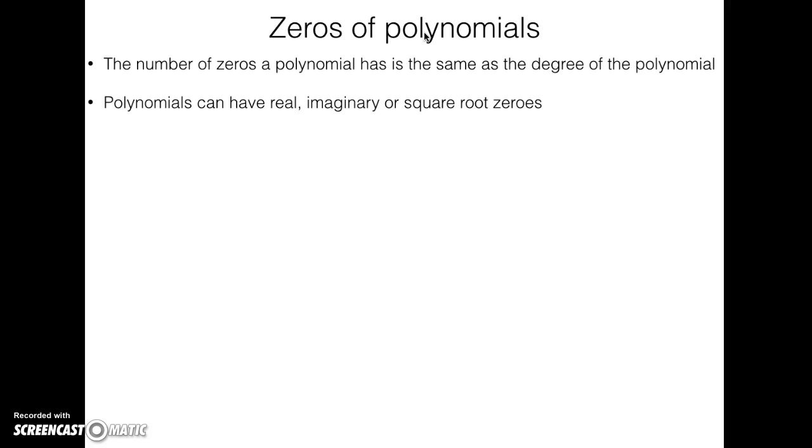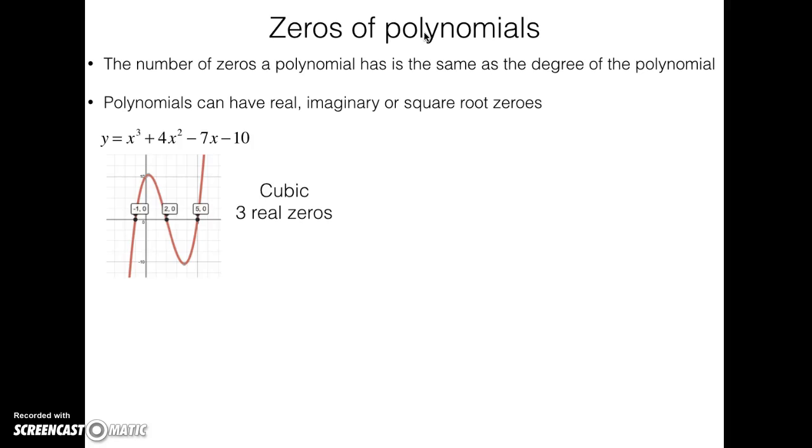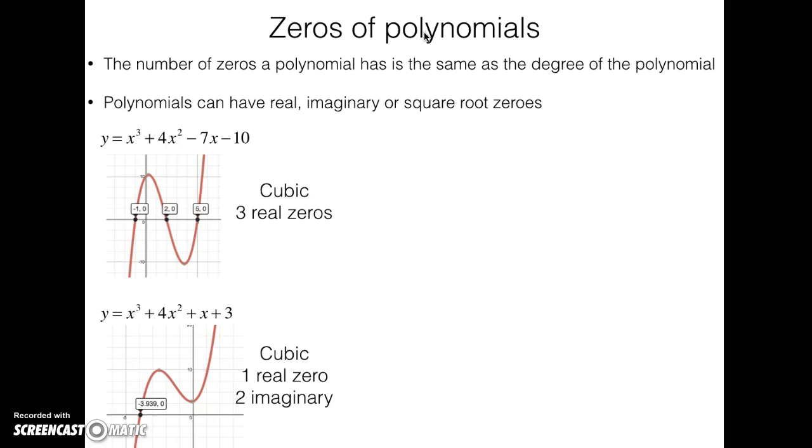A polynomial can have real, imaginary, or square roots of zeros. The first example you can see is a cubic function, and it crosses the axis 3 times, so it has 3 real zeros. In the second example, it's also a cubic function, but it only crosses the x-axis once. So that means it's going to have 1 real zero and 2 imaginary zeros.